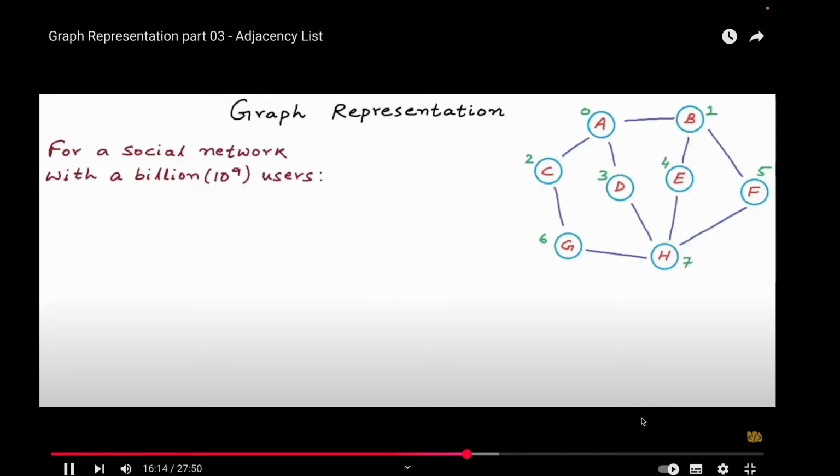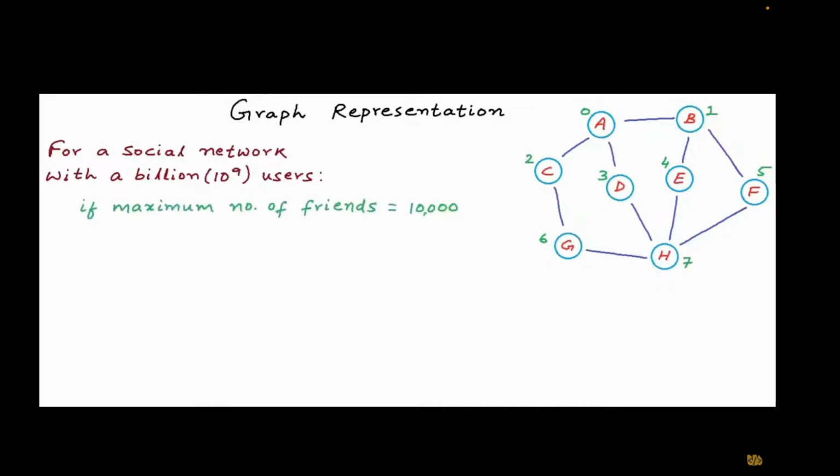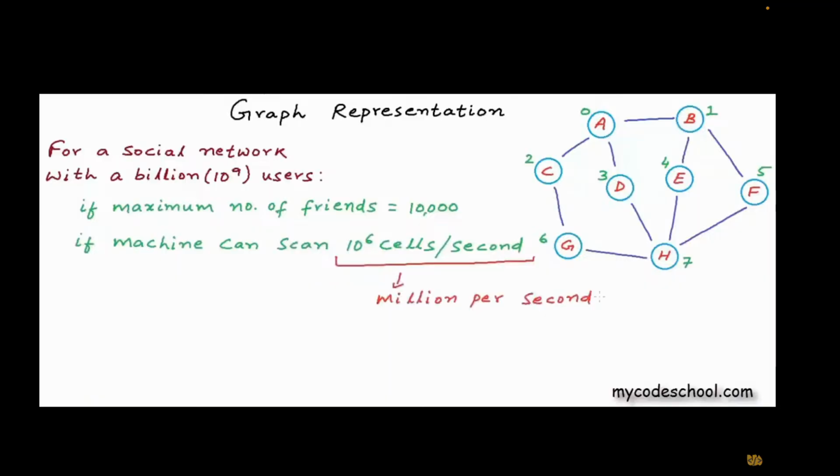I'll set some assumptions. Let's say we have a billion users in our social network, and the maximum number of friends that anybody has is 10,000. And let's also assume the computational power of our machine. Let's say our machine or system can scan or read 10 to the power 6 cells in a second. And this is a reasonable assumption because machines often execute a couple of millions of instructions per second.